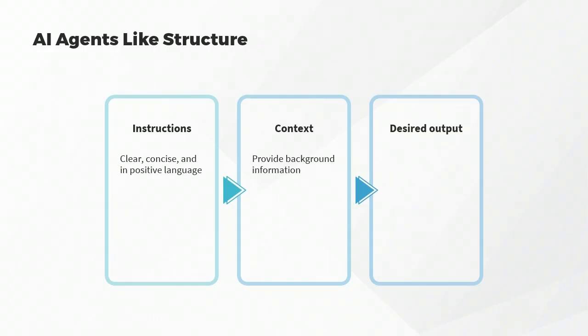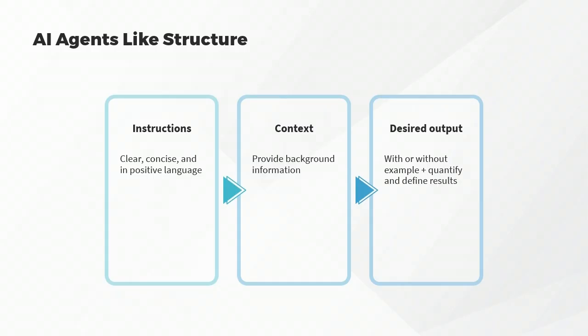Then, outline the desired output. Clearly specify what you want the result to look like. You can even include an example if it's a more complex task, which can help the AI generate outputs closer to your expectations. Finally, quantify and define the results.